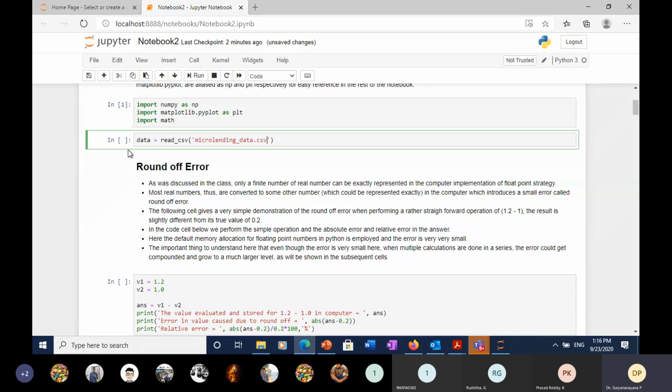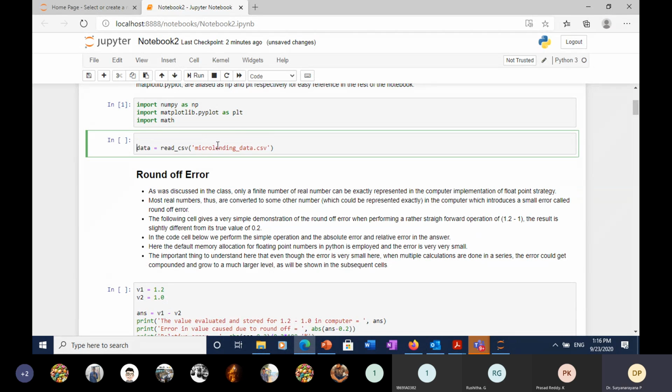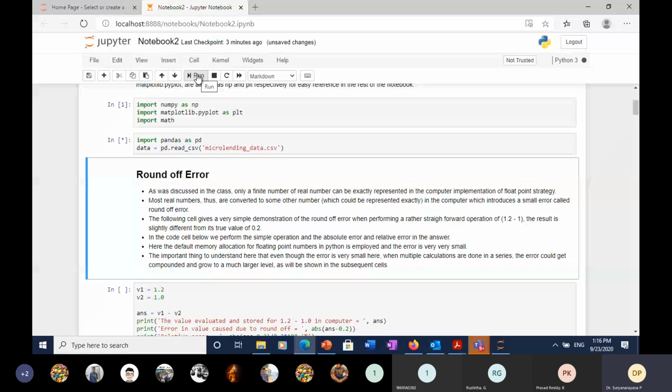I remember, I think it is in pandas. So I have to import pandas as pd. I think this is pd.read_csv. Okay. This is a little different, so I do that. It is running.